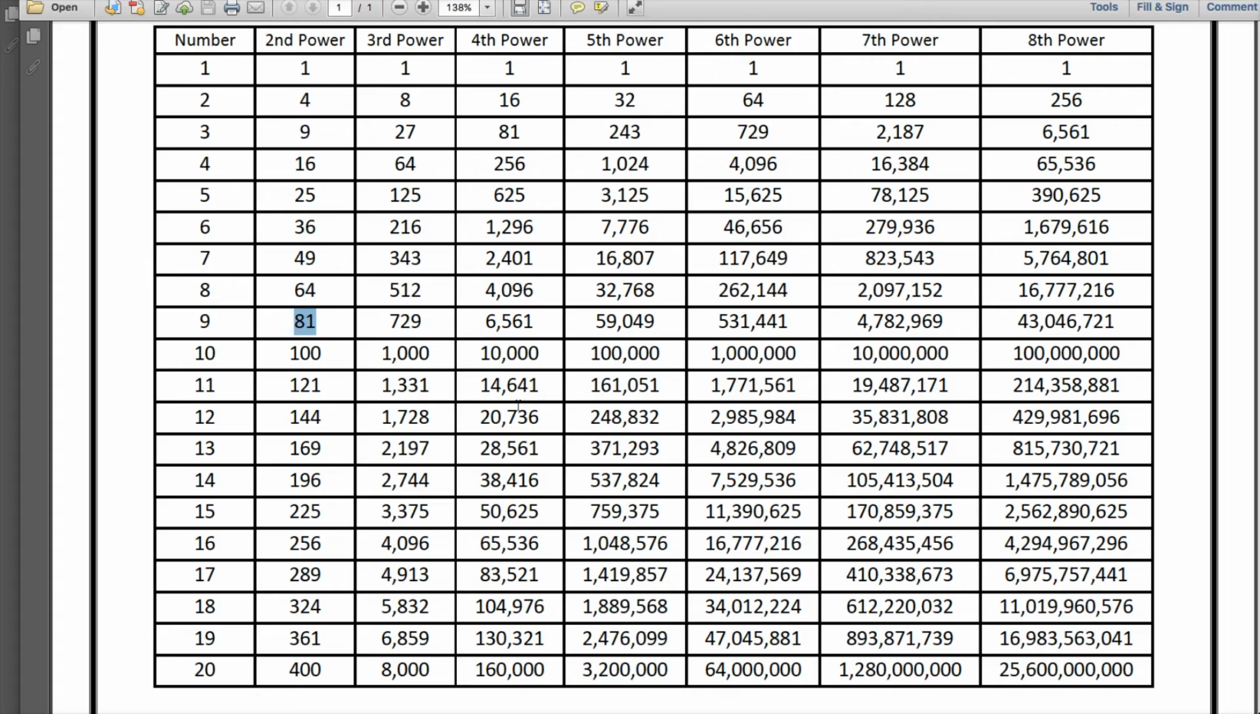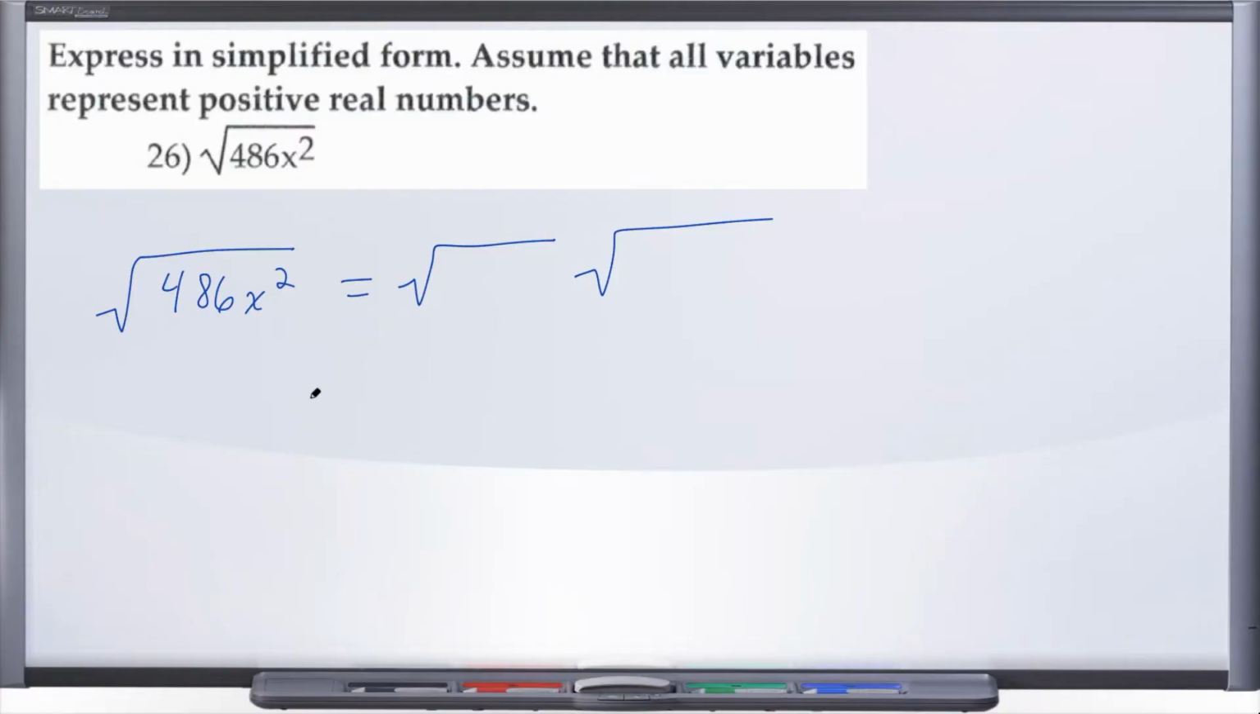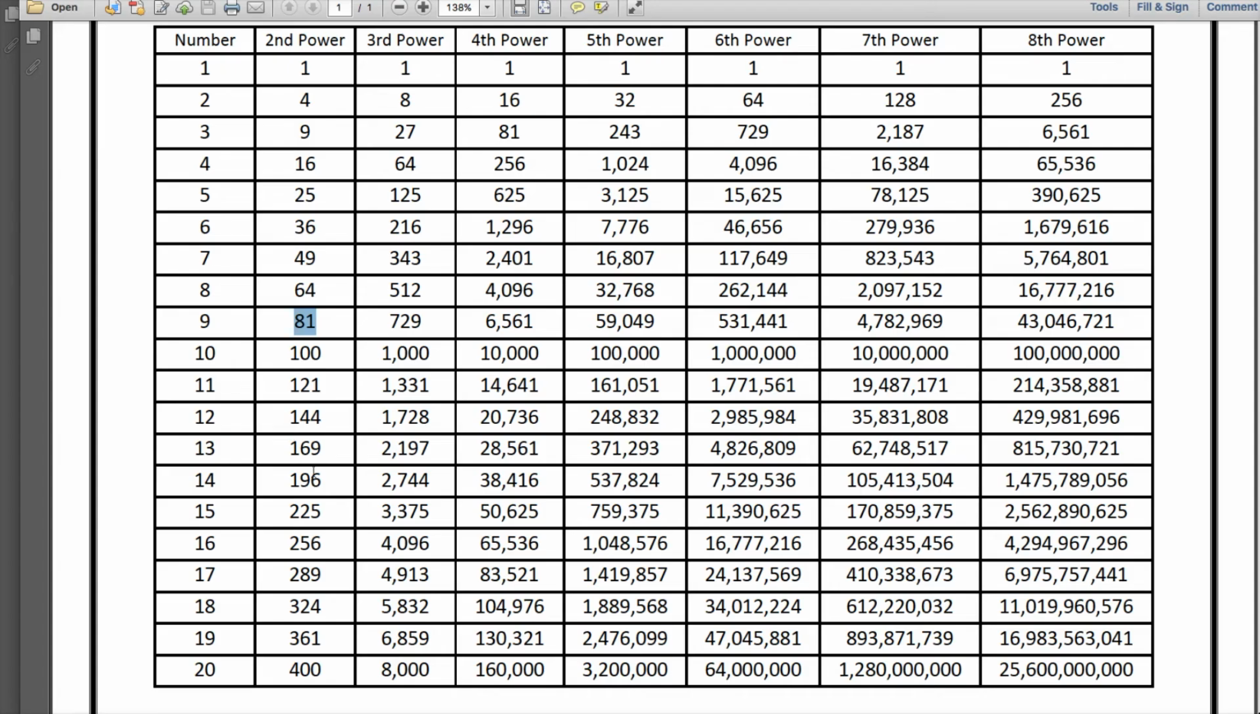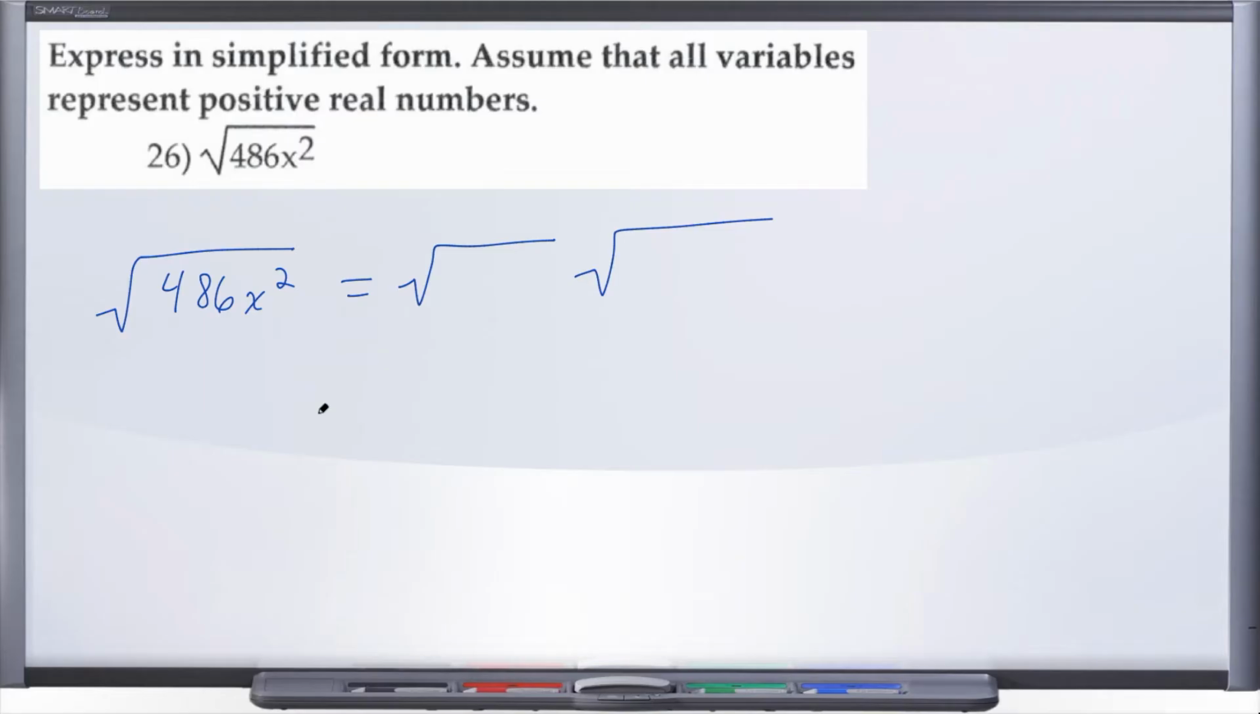But we can still use our chart to find the largest perfect square that we can multiply by some other number to get to 486. If you go down your chart, you want to start at the highest number and work your way down. As you do, you'll find that 81 is the largest perfect square that you can multiply by some other number to get to 486. So 81 times 6 gives us 486.